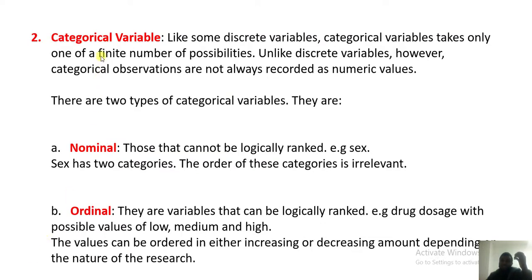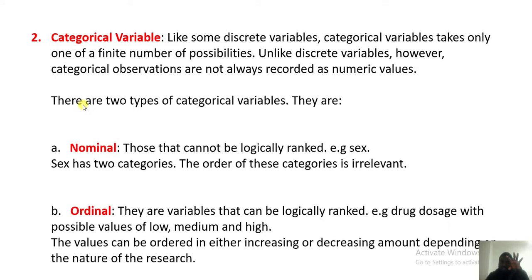The second type of variable is the categorical variable or qualitative variable. Some textbooks call it categorical, some call it qualitative. Like discrete variables, categorical variables take only one of a finite number of possibilities. However, categorical observations are not always recorded as numeric values. We'll see in subsequent videos, because we're going to talk about this extensively, how to deal with categorical variables in R. There are two types of categorical variables.